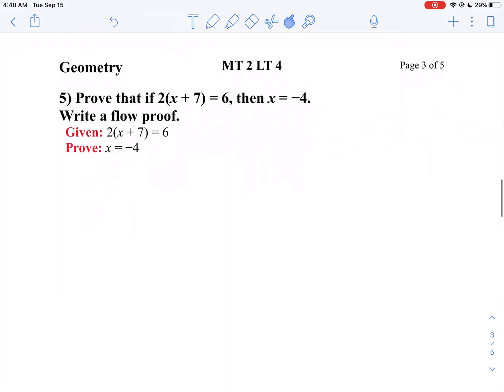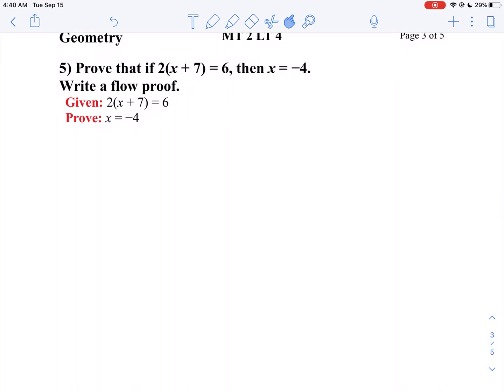If we take a look at problem 5, it says we want to prove that if 2 times x plus 7 equals 6, then x equals negative 4. In other words, I've told you the answer. The answer is negative 4. What you need to do is show me how you start here and end up here.